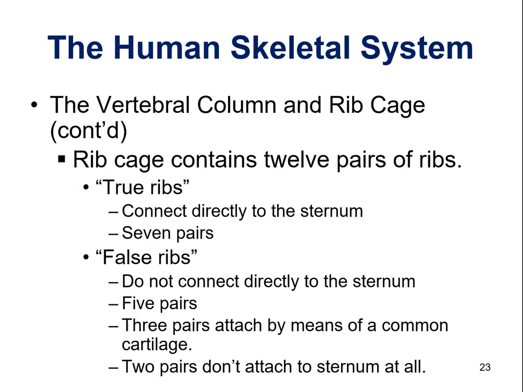All right, so in terms of what makes up that rib cage, right? 12 pairs of ribs. There are true ribs, and when you say it is a true rib, it means it connects directly to the sternum, and there are 7 pairs of true ribs. We talk about false ribs. They don't connect directly to the sternum. There are 5 pairs, 2 of which don't attach to the sternum at all and are called floating, okay? So that's what this is saying. 3 pairs attach by means of a common cartilage, so not directly. 2 pairs don't attach at all. Those are those floating ribs.